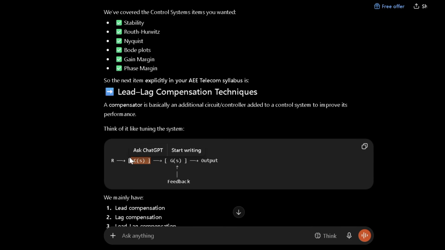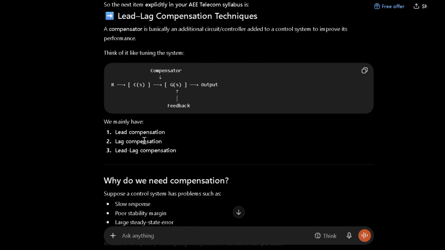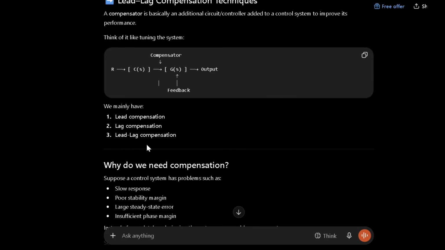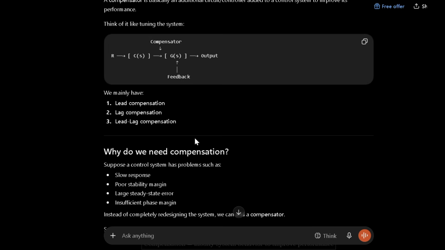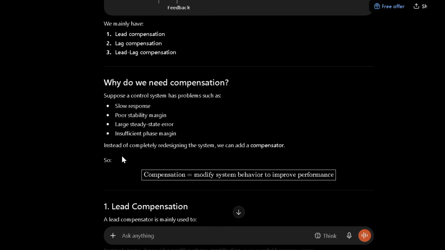The compensator is basically an additional circuit controller added to a control system to improve its performance. Mainly we use lead compensation, lag compensation, or lead and lag compensation. Why do we need compensation? Suppose a control system has problems such as slow response, poor stability margin, large steady state error, insufficient phase margin. Instead of completely redesigning the system, we can add a compensator. So compensation is modifying system behavior to improve performance.